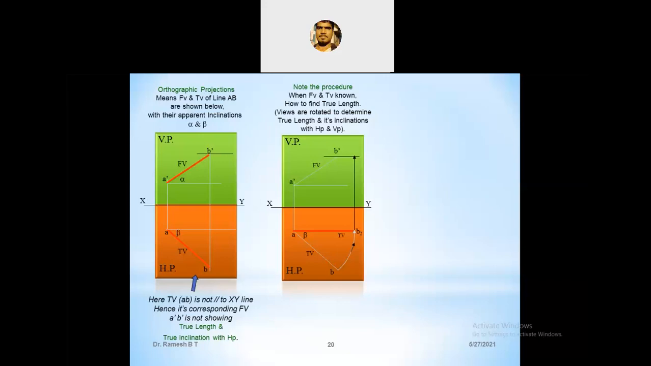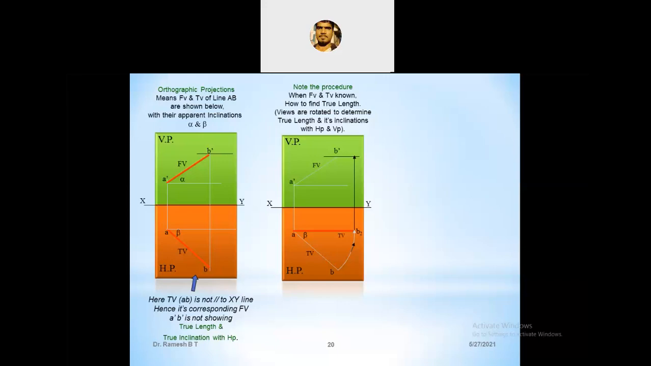We go with A as the fixed point and B as the rotating point. So one end is fixed and the other end is rotating. Then only can the line be inclined. If the line is inclined, one end is fixed with respect to the VP or HP and the other end is rotating. Here also the same thing. Generally we take point A as the fixed end and point B as the rotating end.